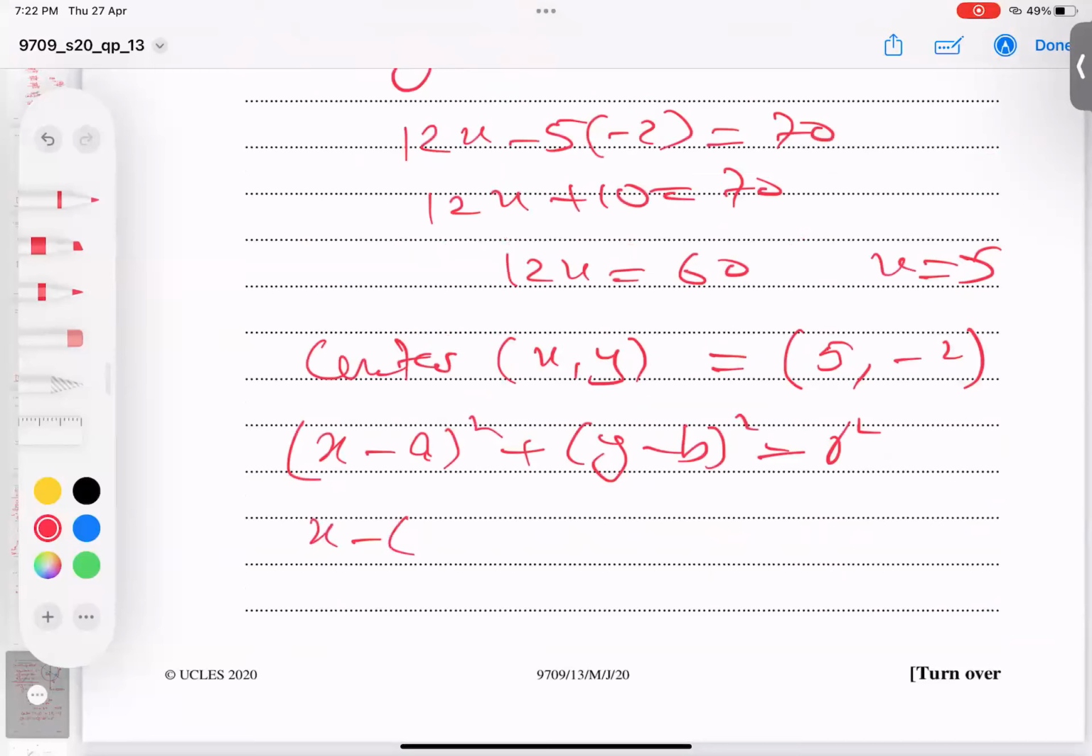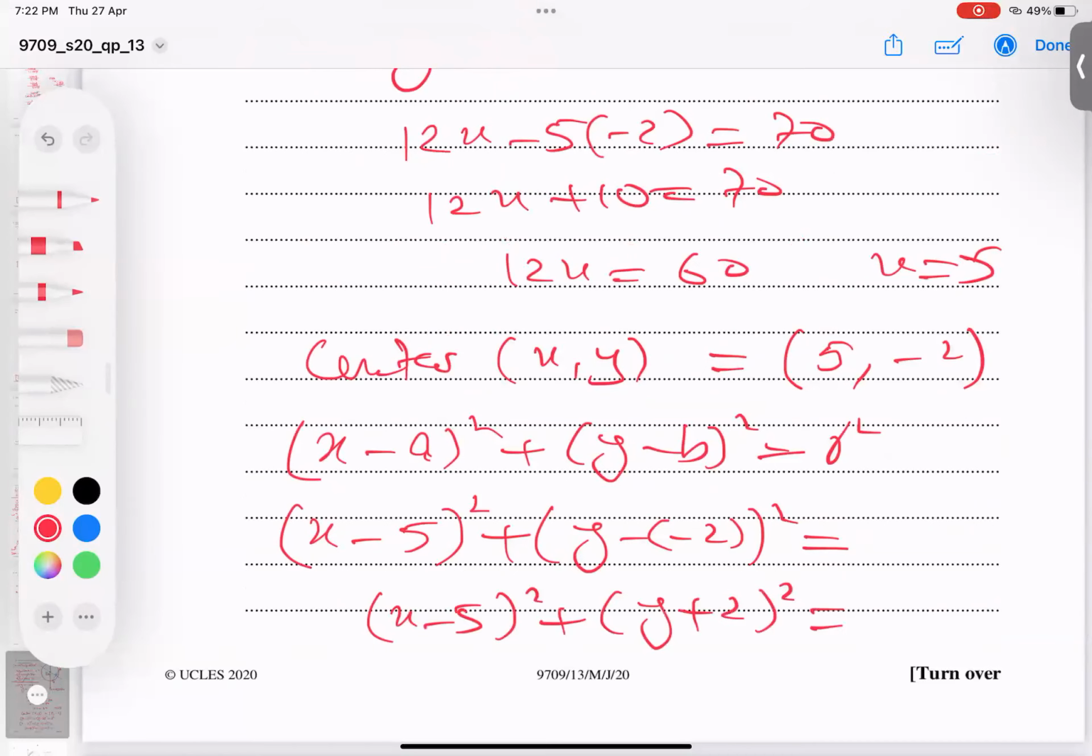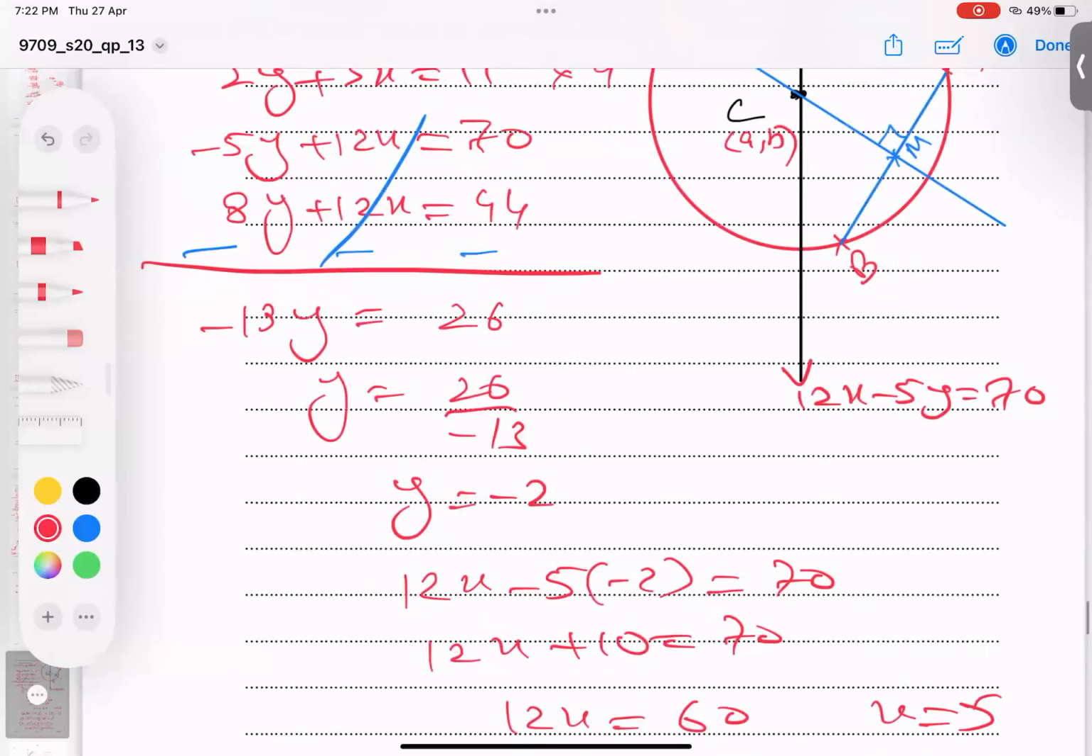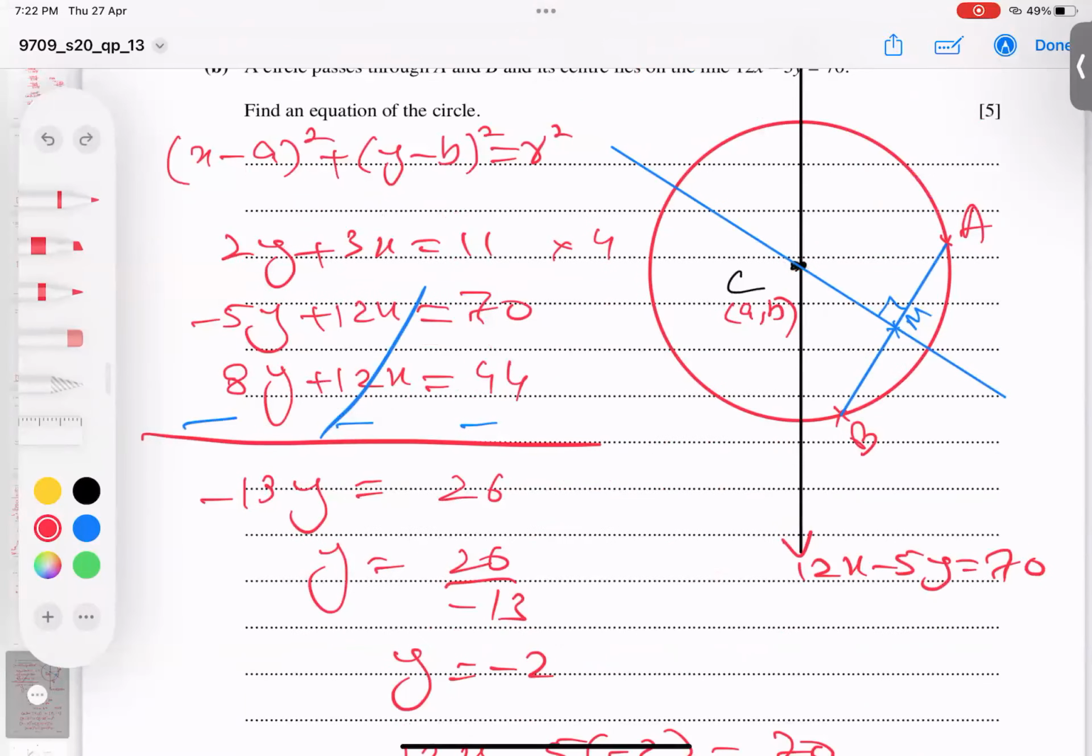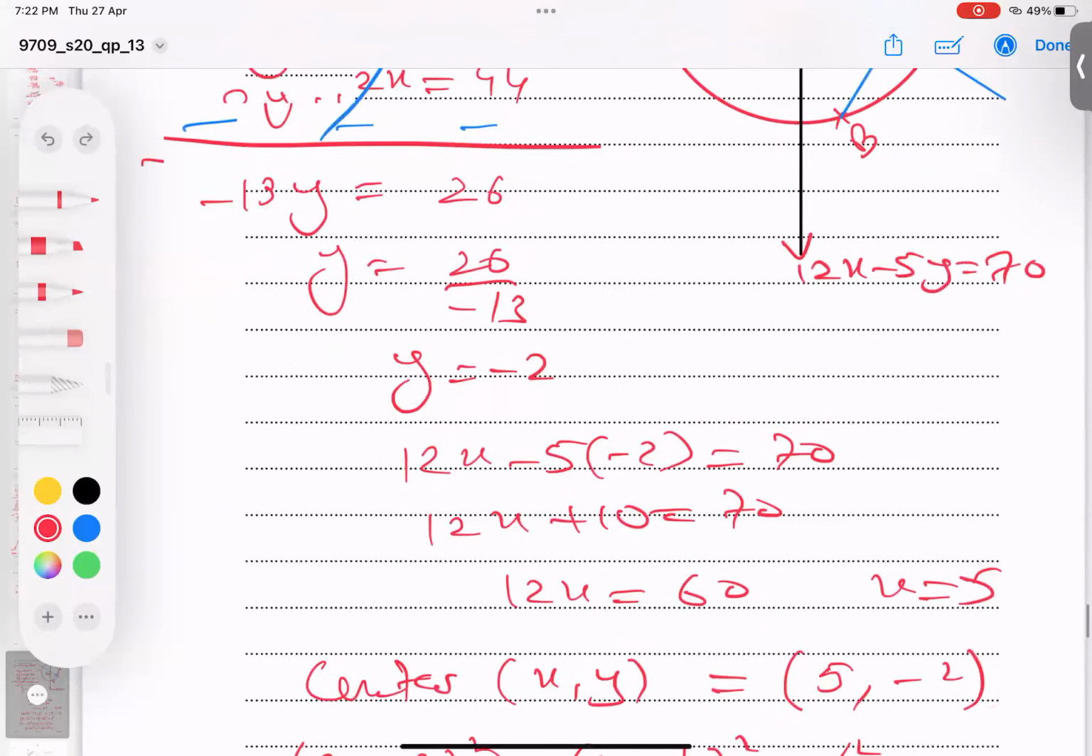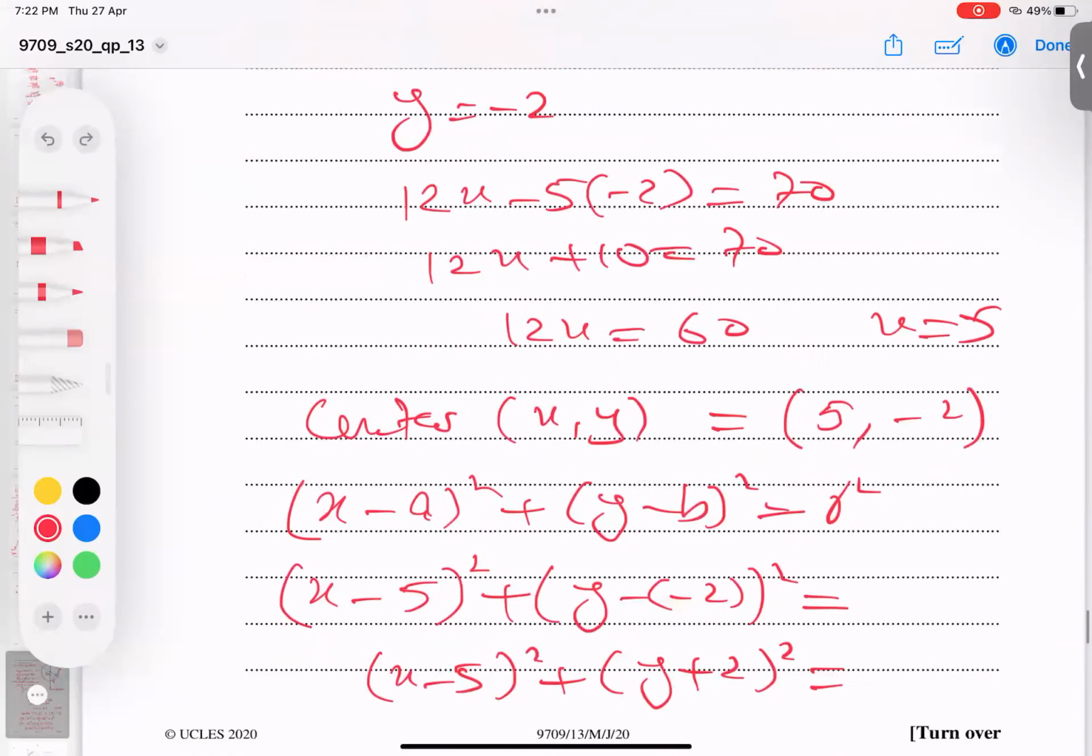Replacing a with 5 and b with negative 2, here I got x minus 5 whole square, and y plus 2 whole square. Only the radius part is left. How to get the radius, students? The distance between CA or the distance between CB. So let's start. Distance is, I got it, center and A.